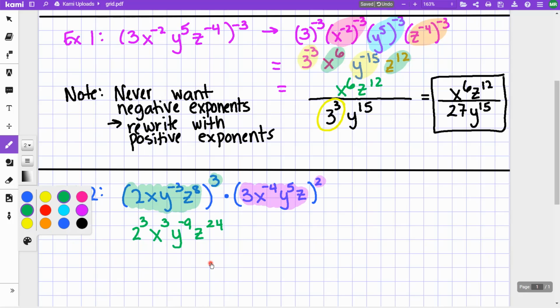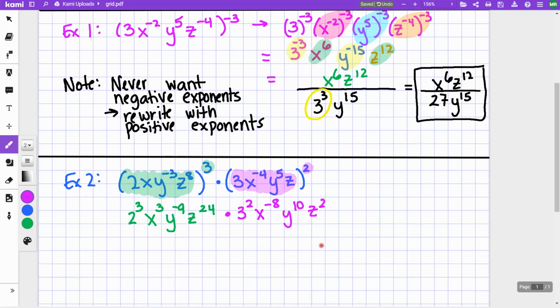Now I am going to do the same idea over here. So my 3 to the 2nd, let me just write that out. We'll compute that here in a second. My x to the negative 4th raised to the power 2. So power to power, I'm going to multiply, and I'm going to get x to the negative 8th. My y to the 5th to the power 2, power to power, I multiply, and I'm going to get y to the 10th. And here my z is being squared, and that's going to be z squared.